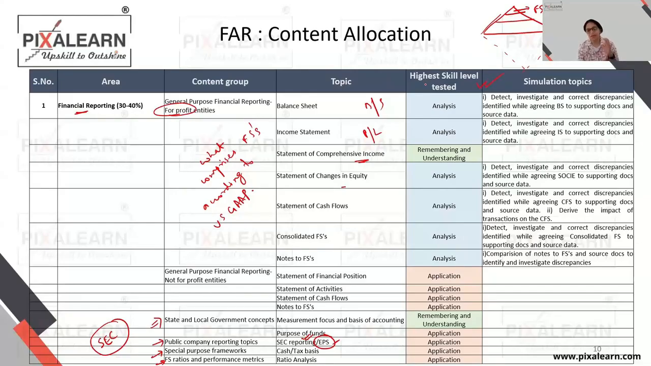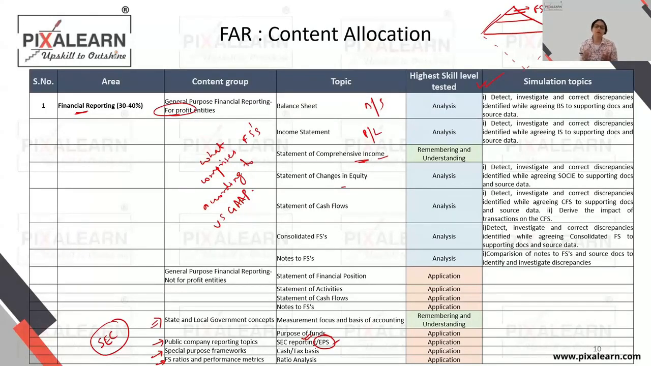When AICPA has given you the syllabus, what is the topic that can be tested in the SIMs at the highest level? If you look at it, apart from the statement of comprehensive income, all the other topics can be tested at the highest level, which is the analysis level. They've also told you what kind of SIMs can come from here. I'm not going to give you details of all of them now, just highlight certain kinds of SIMs that may come.